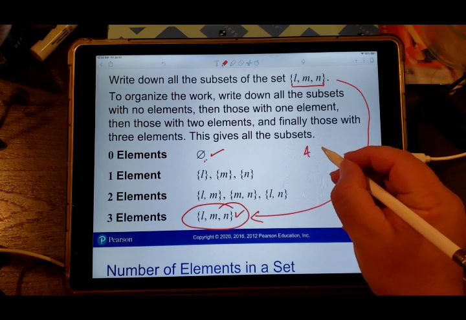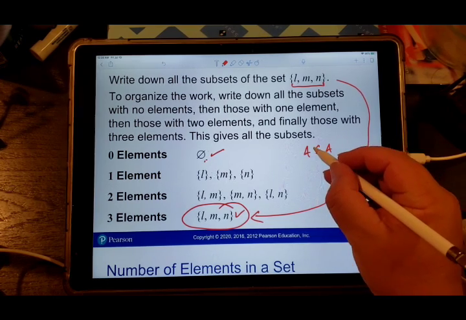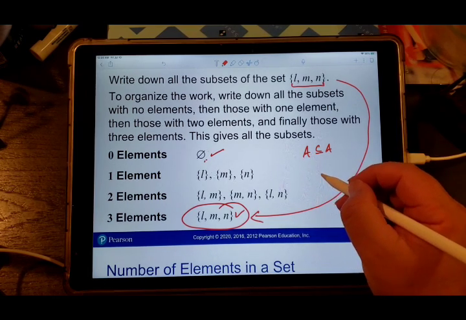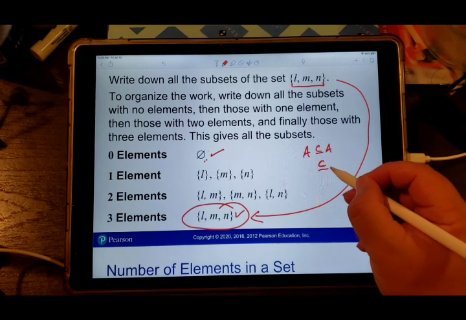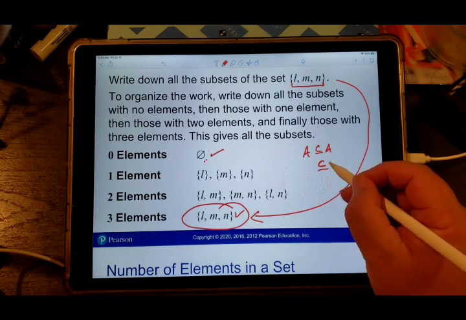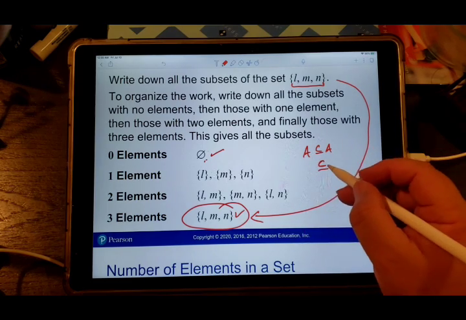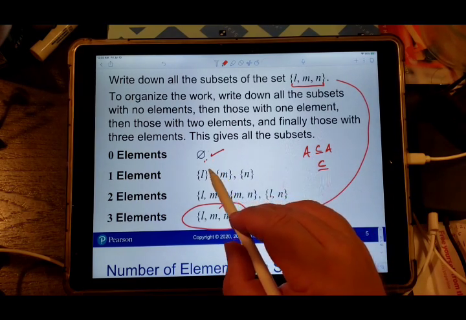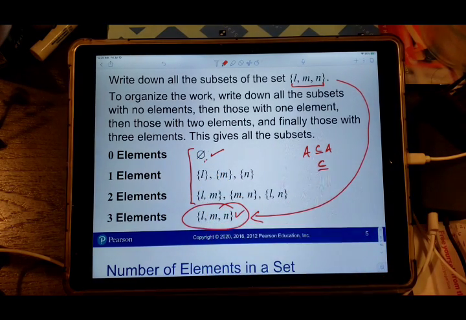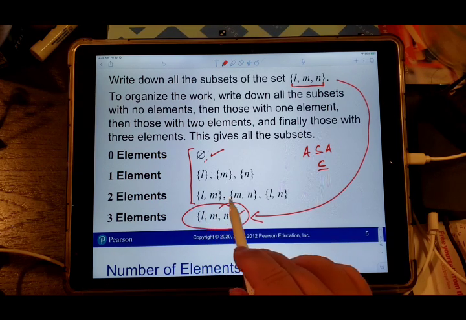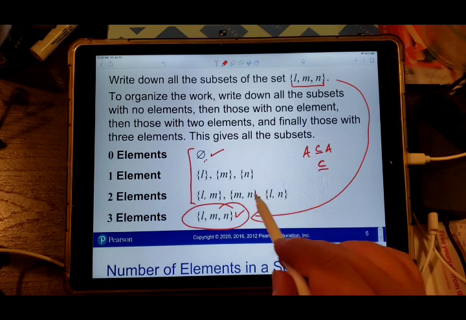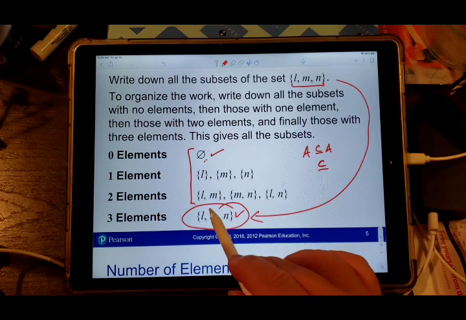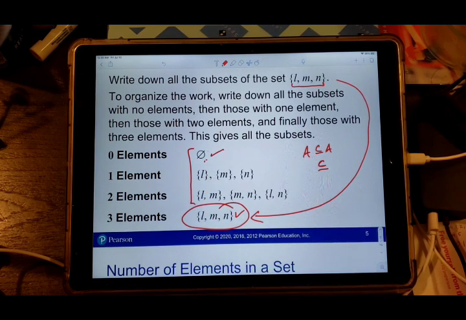So it kind of looks like this. A is a subset of A, but A is not a proper subset. So that little subset symbol with a line under it means they could be equal. All of these are proper subsets. So these are the 3 sets with 2 elements each. Gives you that. And there's something else we're about to find out.